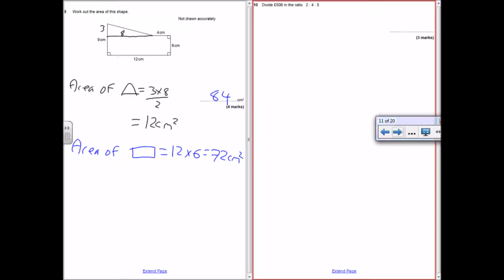10, we're dividing 506 in the ratio 2:4:5. So first you look at the total parts in the ratio. So the total parts of the ratio is 2 add 4 add 5, which is 11 parts. So to find out what one part gets in this circumstance, that's 506 divided by 11. So one part of the ratio represents £46.